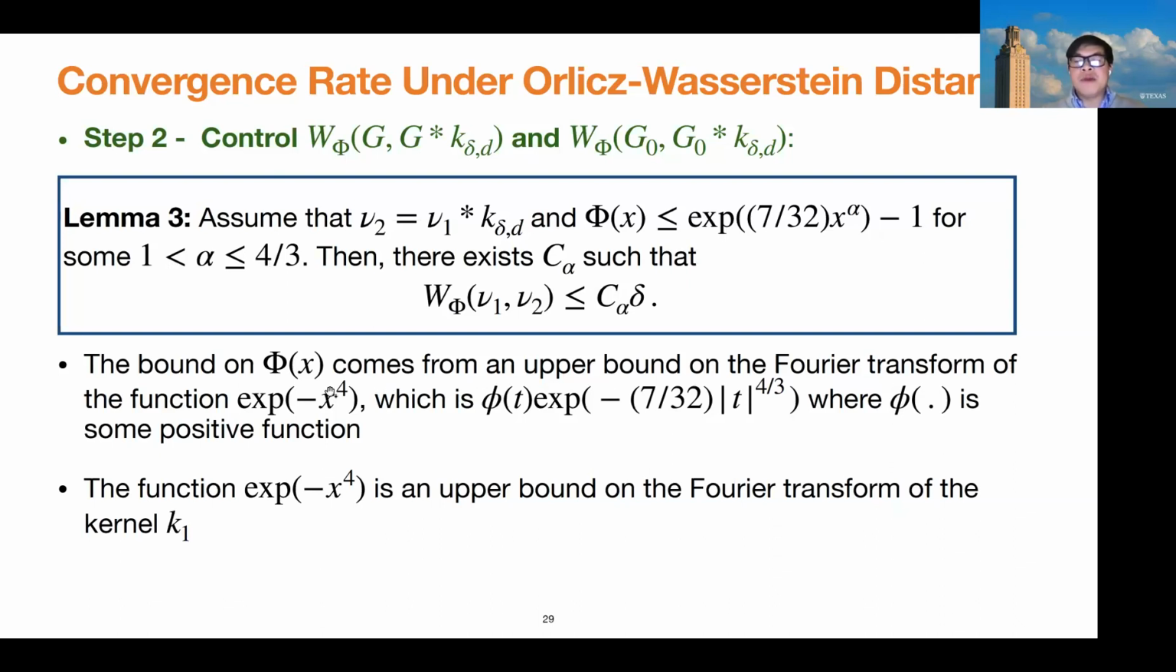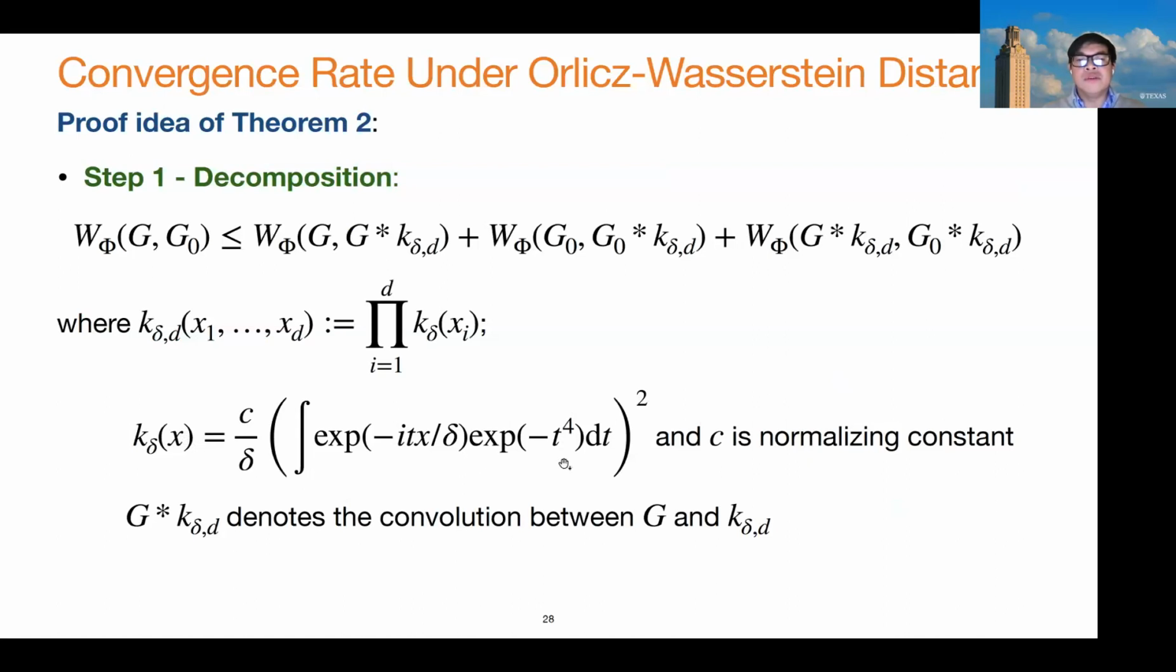And the idea is based on the Fourier transform again of the function exponential, actually 4/3, right? Which is phi t times exponential of some constant times the absolute value of t to the power of 4/3. And that's how we get that constraint on alpha in lemma 3. Okay? And it's also how we design the kernel in the first line.